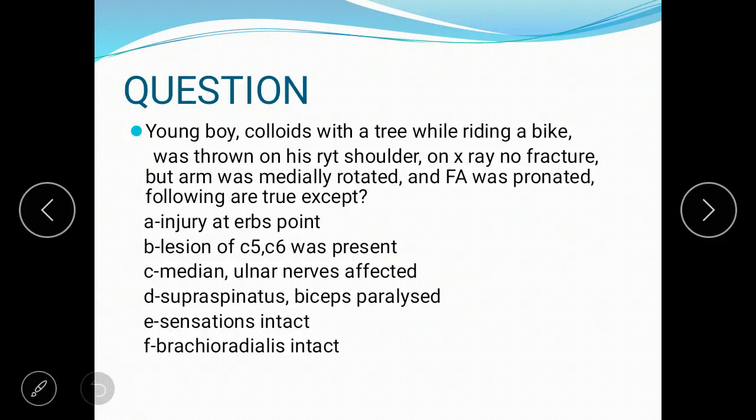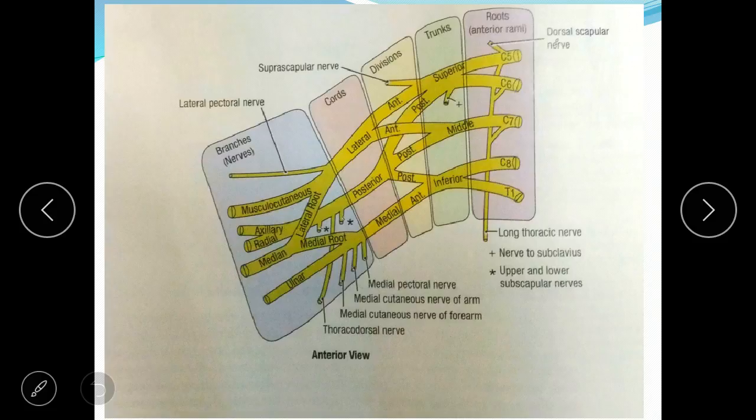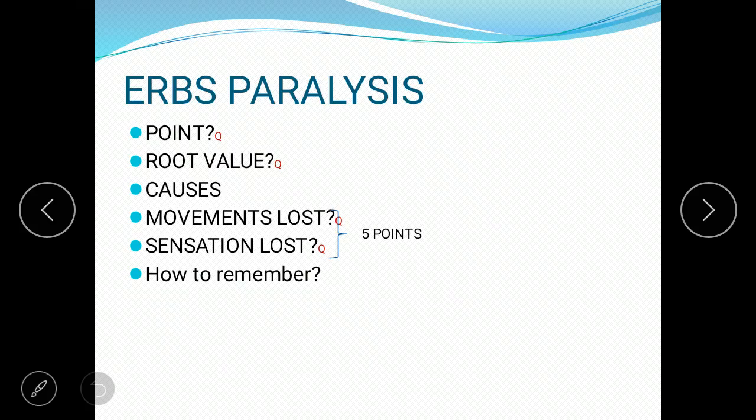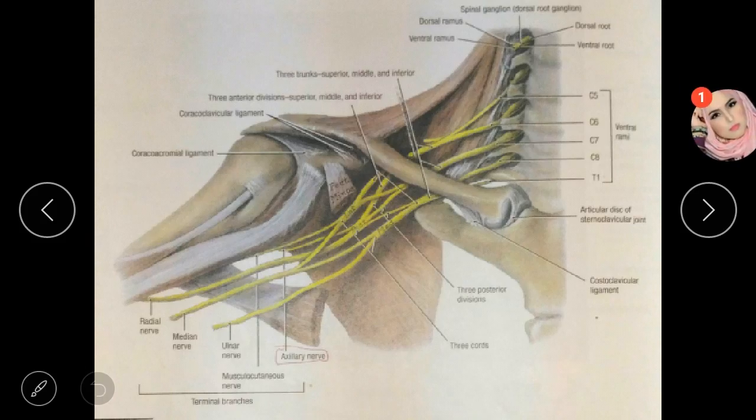First see where the point of Erb's palsy is. Now to remember Erb's palsy, just remember these 5 points: the point of Erb's palsy, then the root value of Erb's palsy, what will be the causes or the mechanism of Erb's palsy, then the movements or the muscles that are involved, then sensations lost. If you remember only these 5 points, then you can remember whole of Erb's palsy.